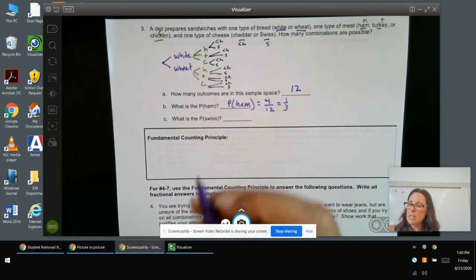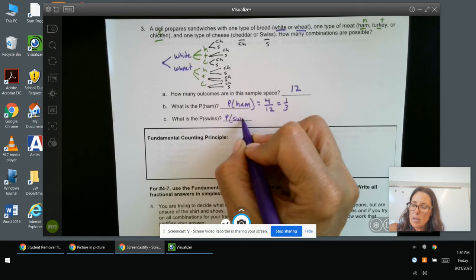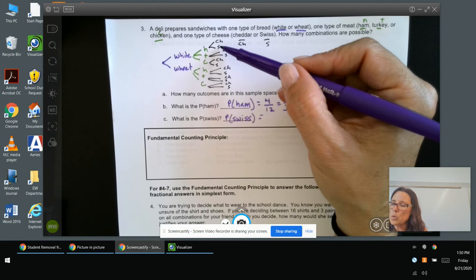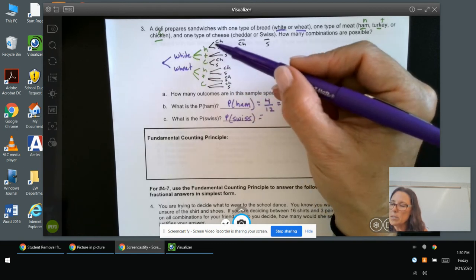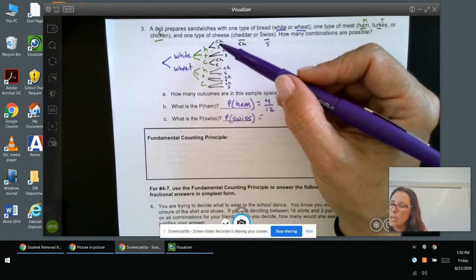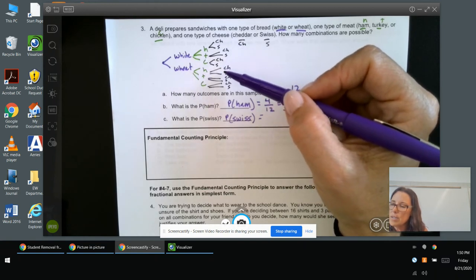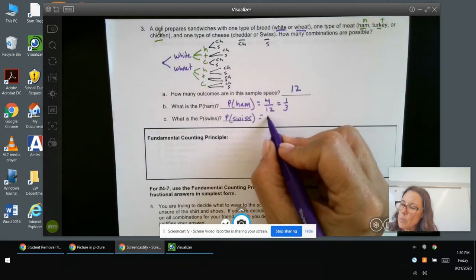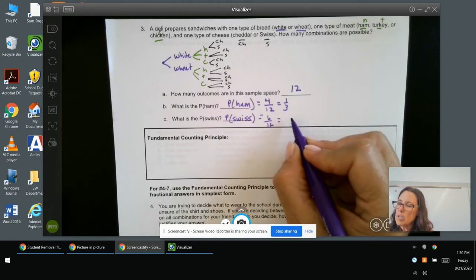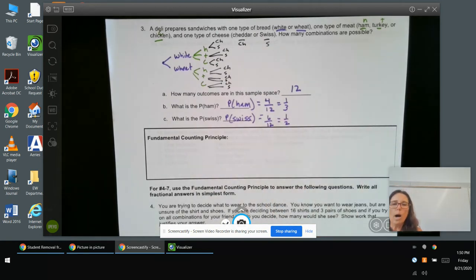Now the probability of Swiss. I see a Swiss here. That would be white ham Swiss, white turkey Swiss, white chicken Swiss. So I see 6 different sandwiches with Swiss cheese out of the 12 total sandwiches. That reduces down to 1/2.